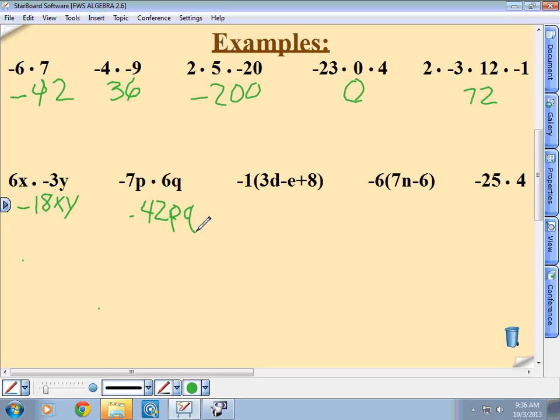Okay. Alex. Negative 25 times 4. Negative 100. Right. Two numbers, opposite signs. It's negative. Tiffany. Negative 6 times the quantity 7n minus 6.